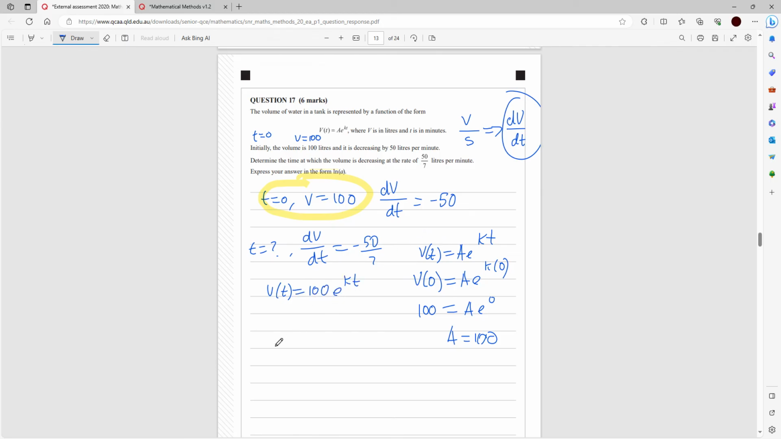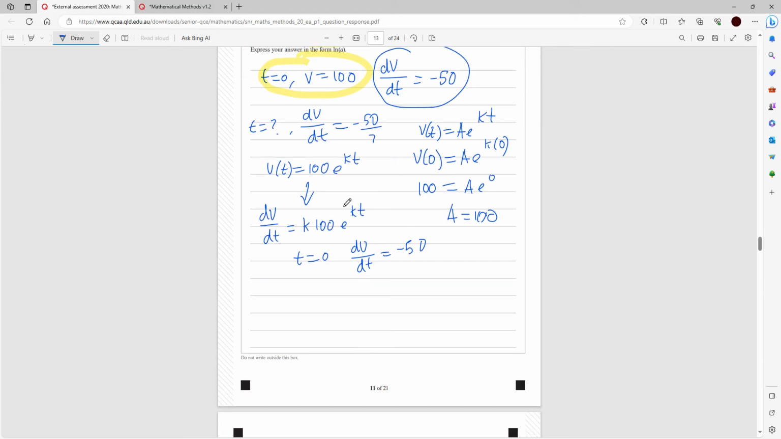Now, we also know this information here, which is going to be helpful. So we're going to differentiate this guy. So dv/dt gives me, bring the k down the front, k 100 e to the kt. So when t equals 0, dv/dt is negative 50, which is going to help us find our k value because this term will turn into 1. So we'll have negative 50 is equal to k times 100 e to the 0, which is 1. So that means we have negative 50 is equal to 100k. That means k is negative a half.